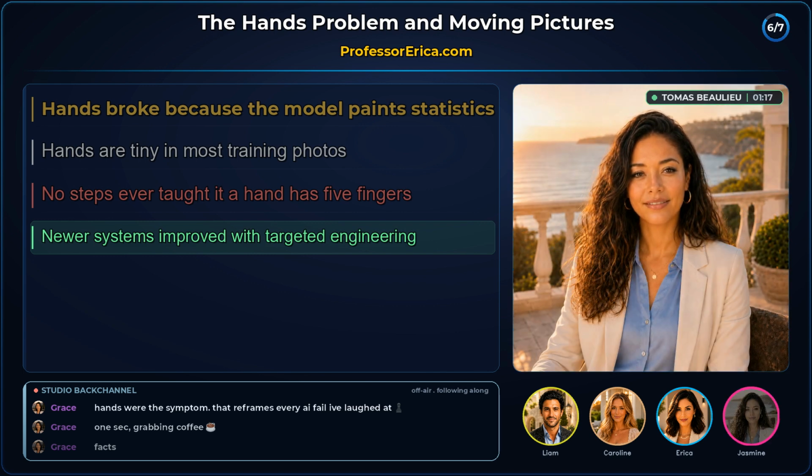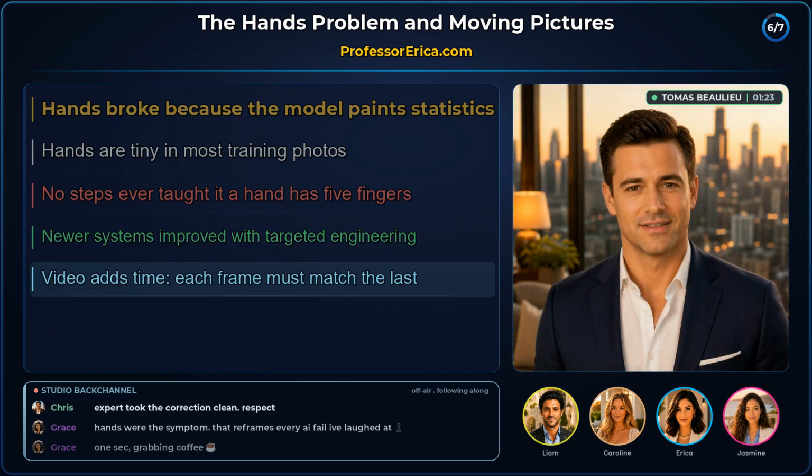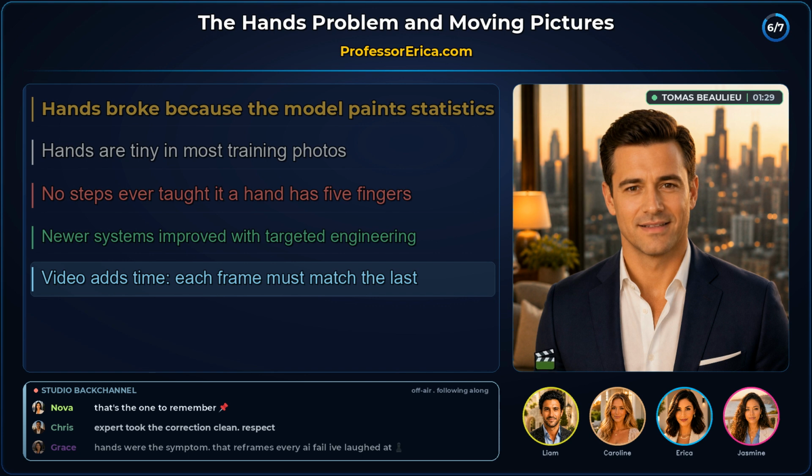So how does all of this stretch into video? That feels like it should be 1,000 times harder. Let me fix the question first. It isn't harder, it's what gets added, and the answer is one word: time. A video is just images with a rule between them.